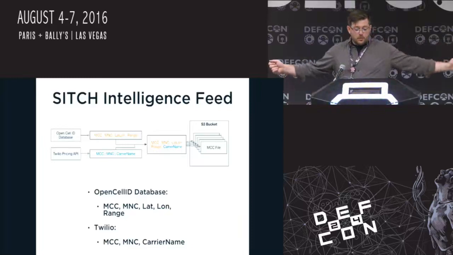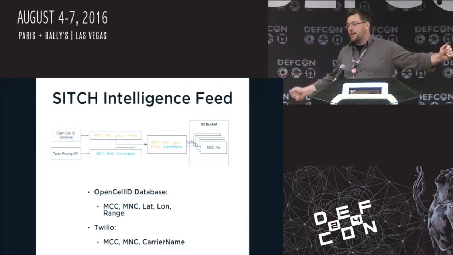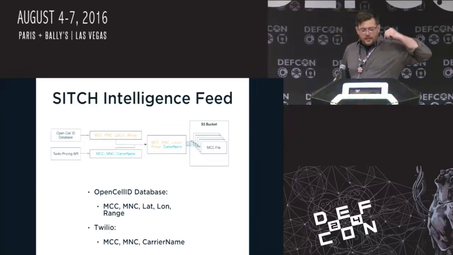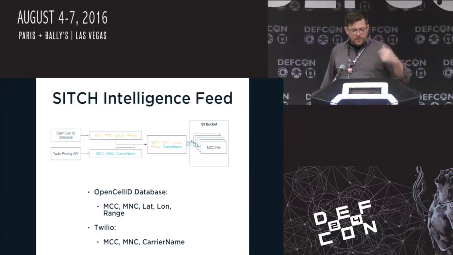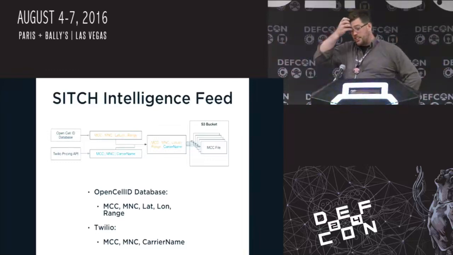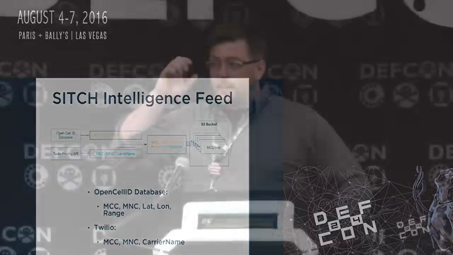So thank God for Twilio and their free pricing API, because you can just pull all of that stuff down. The API key is free. And the way that this works is, once you start using Docker for something, you just want to use it for everything. So I have this Docker container that I can run as a job. It goes out, pulls down the OpenCellID database, merges that with the information from the Twilio pricing API, and throws this stuff out into files based on MCC.